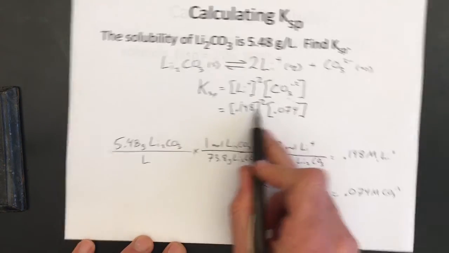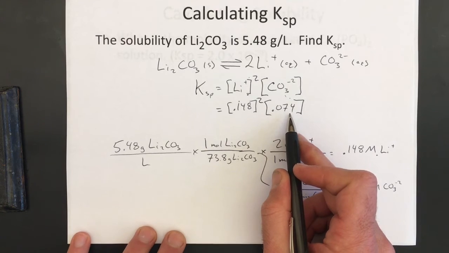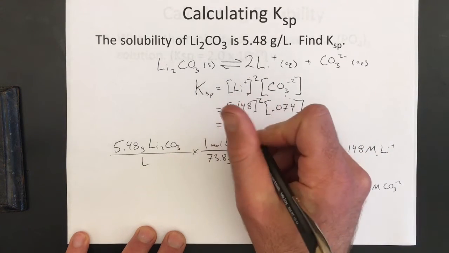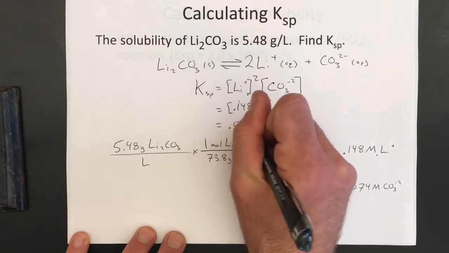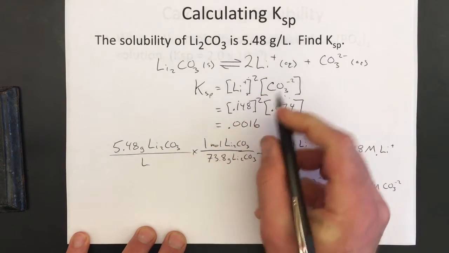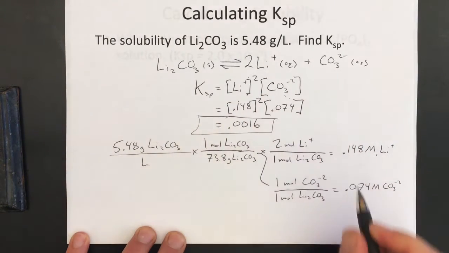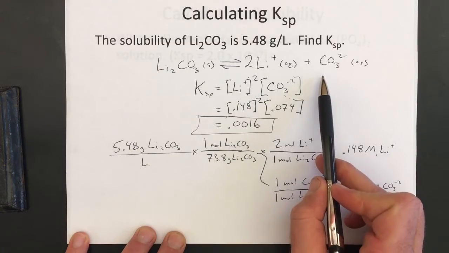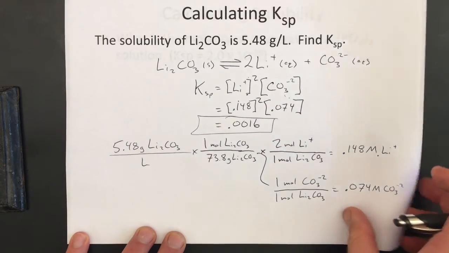And so we'll square that, multiply these together, and we'll get the KSP value, which is going to be 0.0016. And so that's the equilibrium constant. It tells us how much product you're going to make compared to how much reactant will be left over.